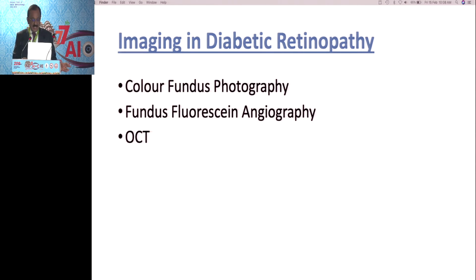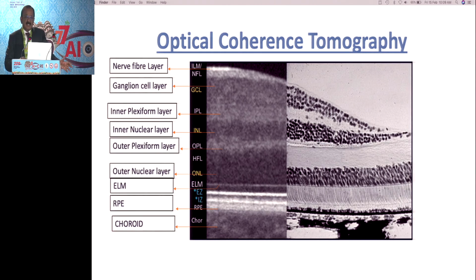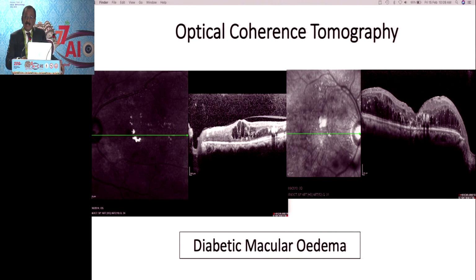Imaging, of course, the conventional methods are color fundus photography, fundus fluorescein angiography, and in recent times, the OCT. OCT has evolved with time, from the time domain OCTs to today's swept source OCT. It's really surprising that we are able to see every single layer. We talk about 10 layers of the retinal structure, but we were never able to visualize them. Today, we are able to see them layer by layer and identify the changes that are happening with the OCT.